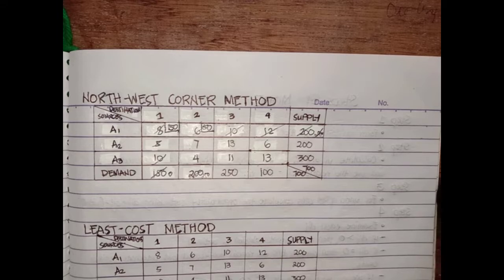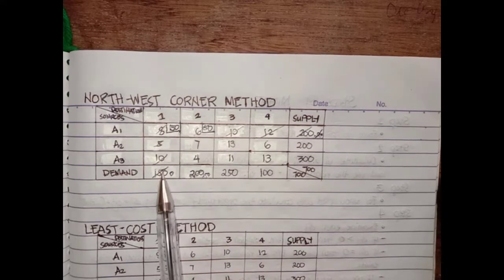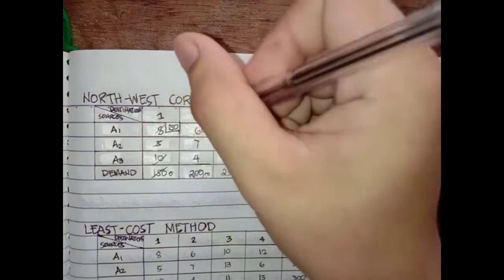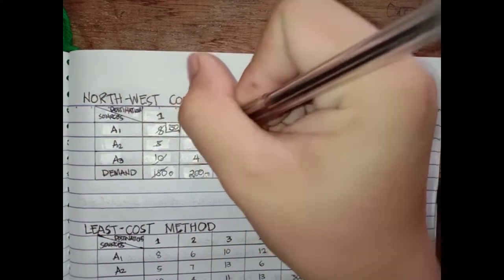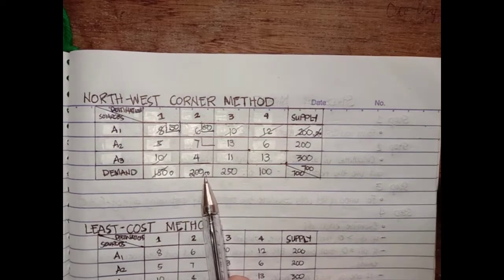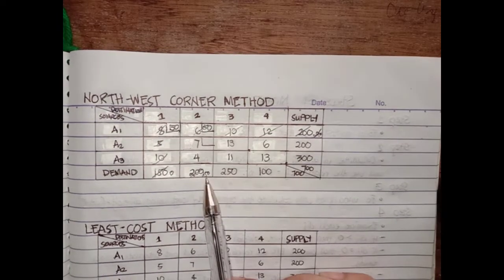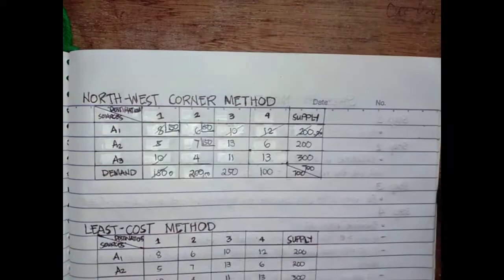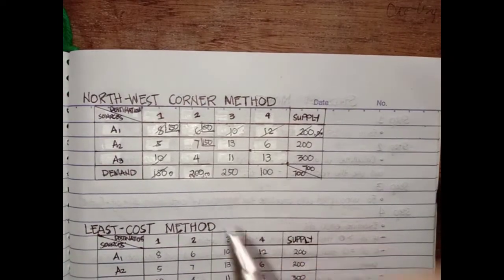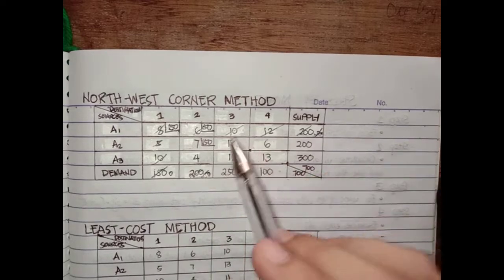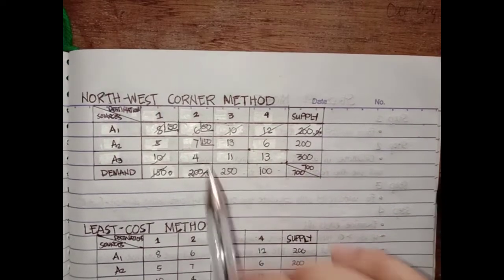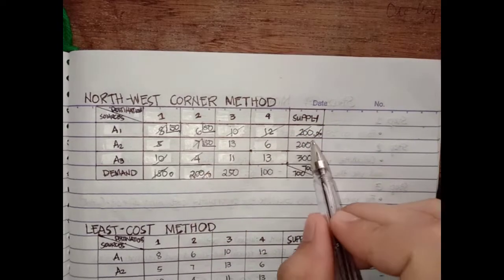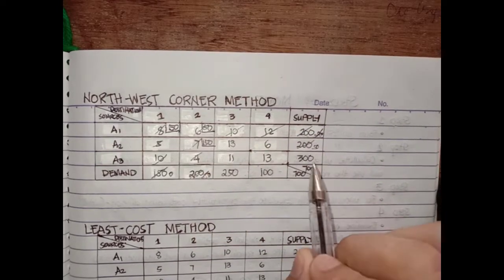We will find the northwest corner, since the canceled row is not to be allocated. It's the cell where 7 is to be found. We have here 150 as our demand and the supply is 200, so 150 is the smallest number. We will allocate 150 here. 150 minus 150 is 0, so we will no longer allocate in this column. 200 minus 150 is equal to 50.